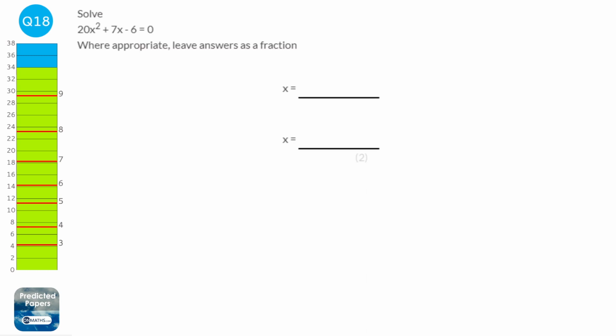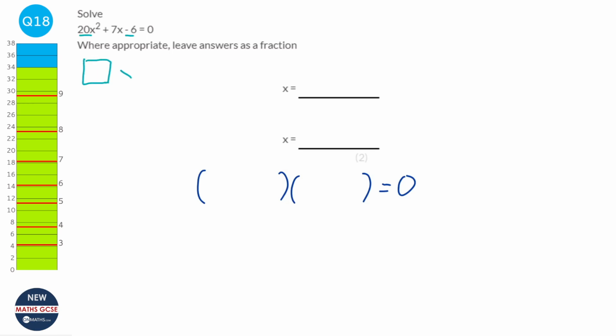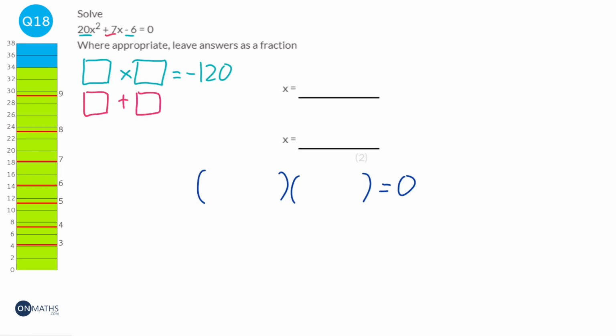So we would need to first of all factorise the quadratic on the left hand side, and we'll end up with 2 sets of brackets equals 0. To do that, we multiply the coefficient of the x squared and the number on its own. We're looking for 2 numbers that multiply together to make that number. So 20 times negative 6 is going to be negative 120. We're also looking for the same 2 numbers to add up to the coefficient of the x. So we need the numbers to add together to make that 7.